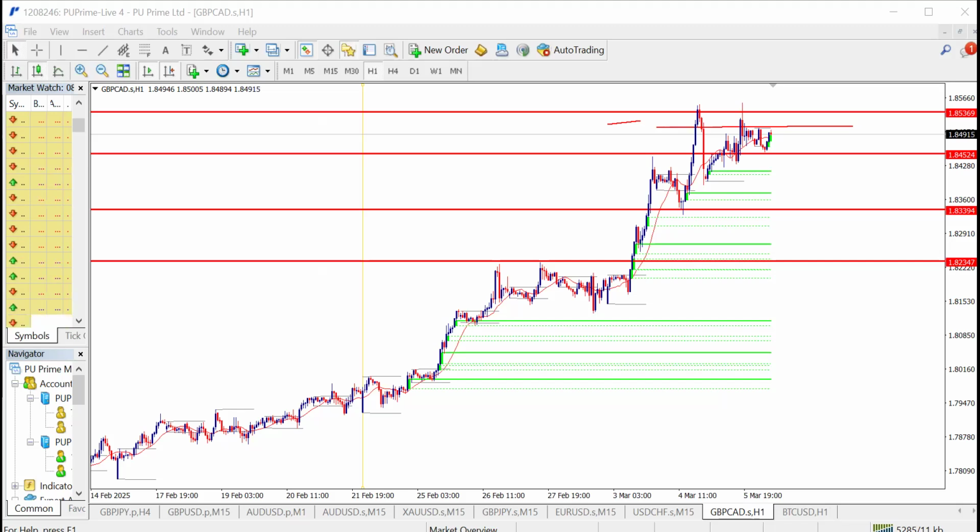Okay, SL 1.85369, TP1 1.83394, TP2 1.82347. So GBP CAD, I think GBP CAD is the only signal I'm seeing for this morning.